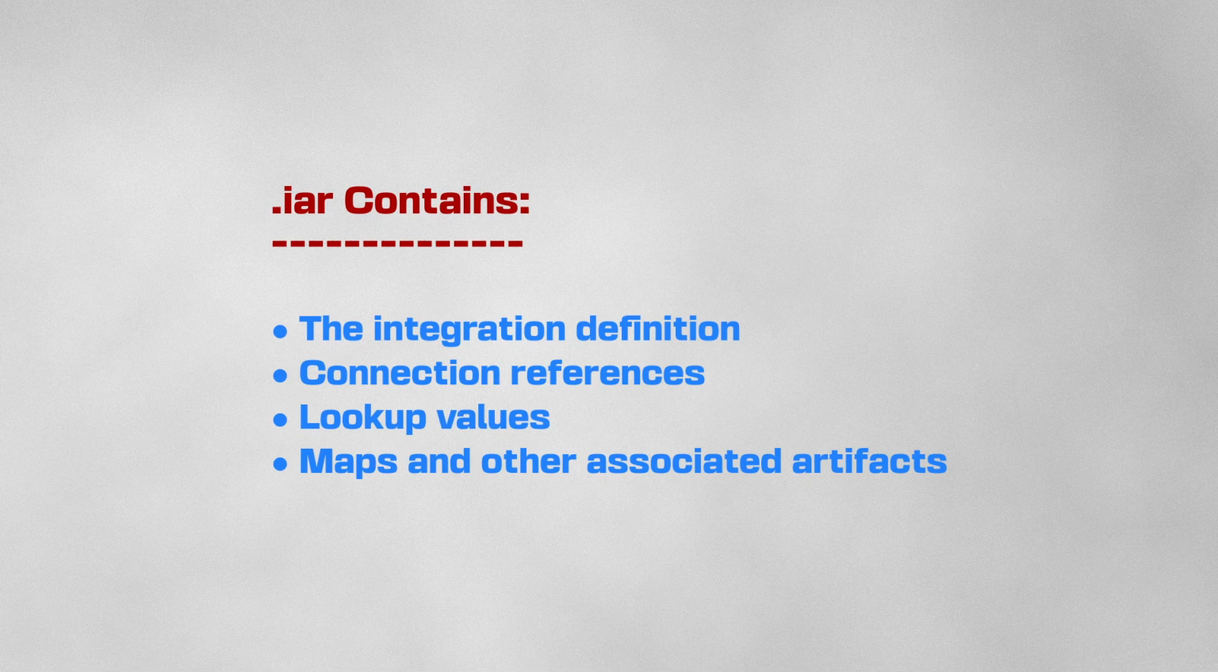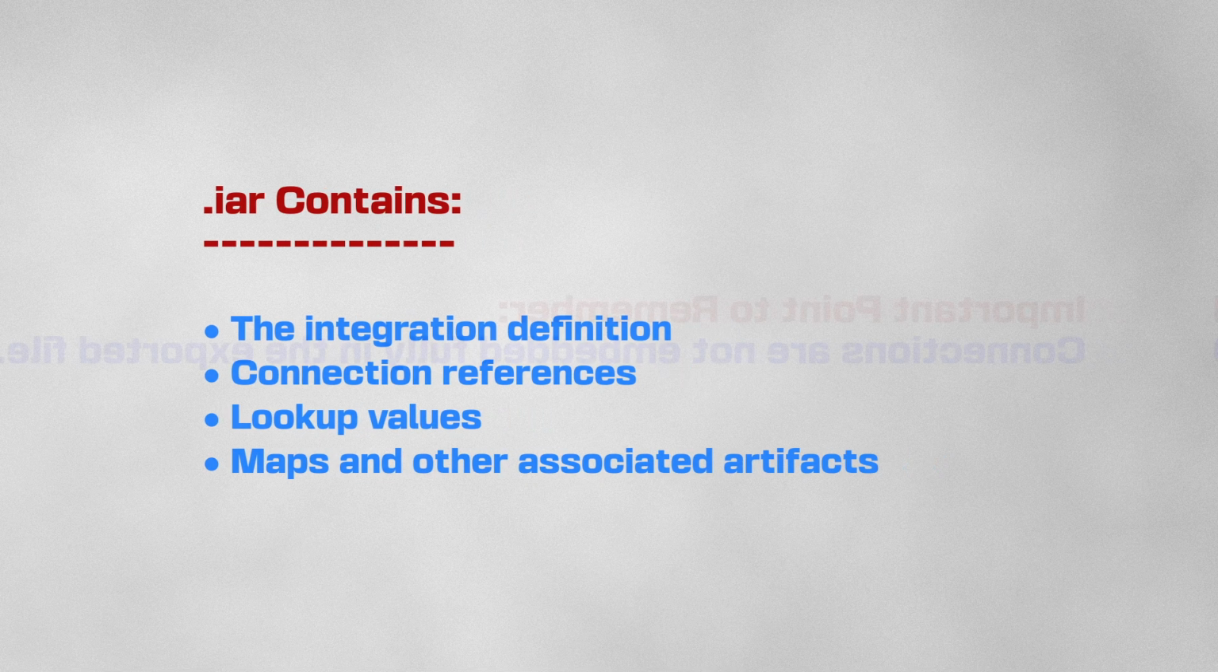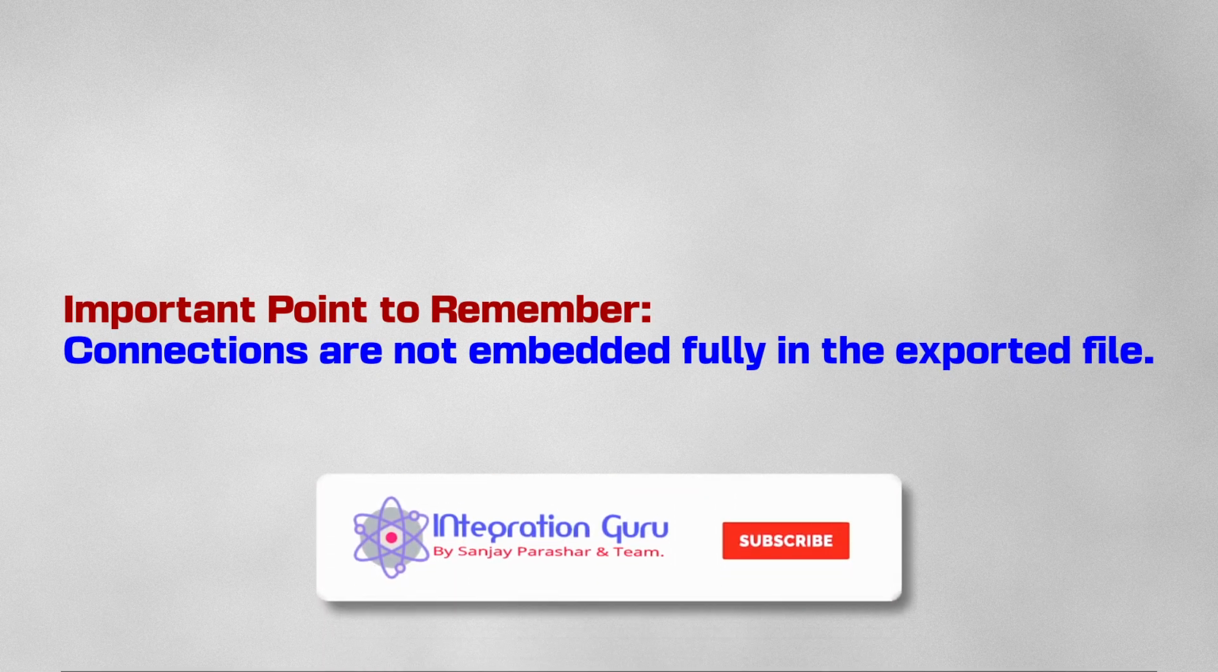This archive contains the integration definition, the connection references, lookup values, map, and other associated artifacts. One important thing to understand here is that connections are not embedded fully in the export file. Instead, the integration only stores references to connection names.